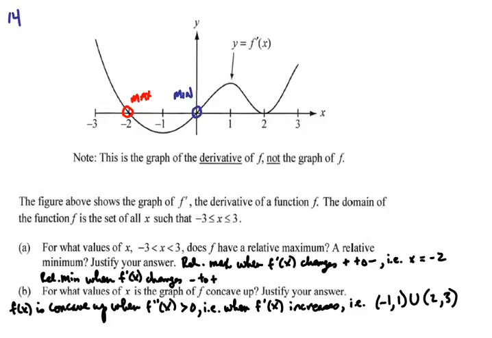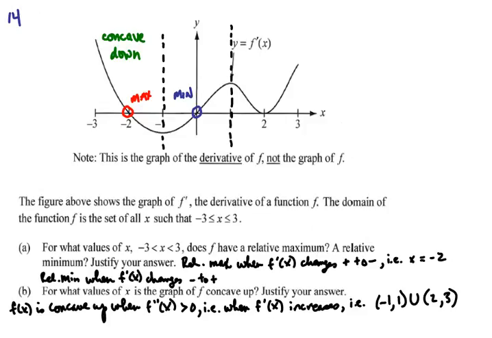Alright, that's basically it. And from there, we're going to construct a graph, a possible graph. We can't be exact here because we're only working with the first derivative. And what we do know, though, is that the function is concave down from x equals -3 to x equals -1, because the first derivative is decreasing there.